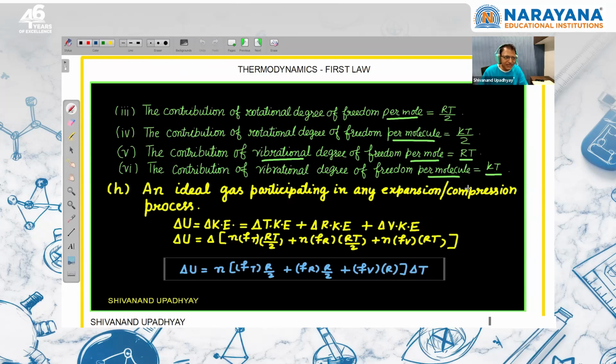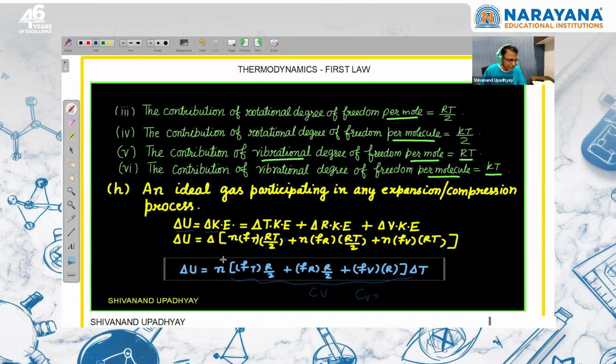So for an ideal gas participating in any expansion and compression process, we can write that the total change in internal energy is the total change in kinetic energy, that is, the total translational kinetic energy plus the change in rotational and vibrational kinetic energy. And if we simplify, we get that the net change in internal energy is equal to n Cv delta T. So whenever we write Cv in chemistry, we consider all three, right? If nothing is mentioned about temperature, then we consider translational and rotational. But if it is mentioned, then we have to consider all.